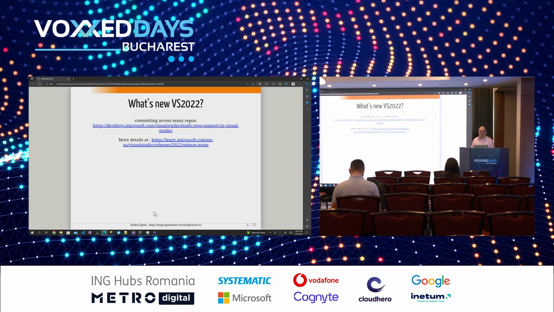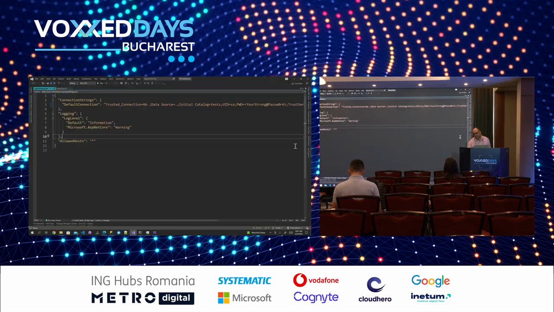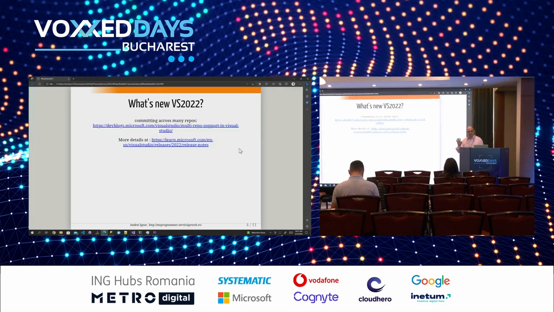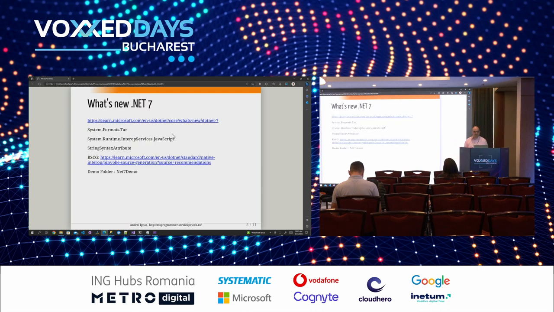Okay, so what's new in Visual Studio 2022? This is something that helps me a lot at work. It's committing across many repos. In Visual Studio, I cannot show you this kind of stuff here, but I can show you where the Git is. In Visual Studio, you can fetch the sources from GitHub, from any source control. And if you have multiple submodules from multiple repositories, it shows you in Visual Studio. Try it, it's awesome.